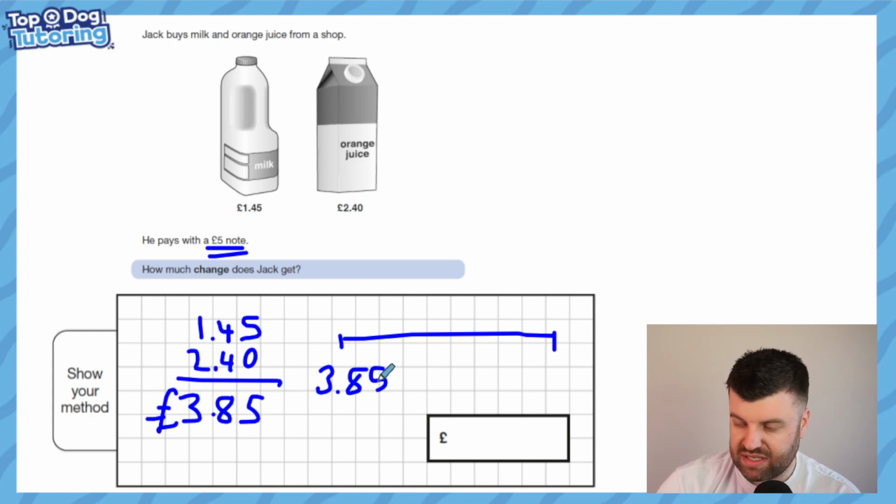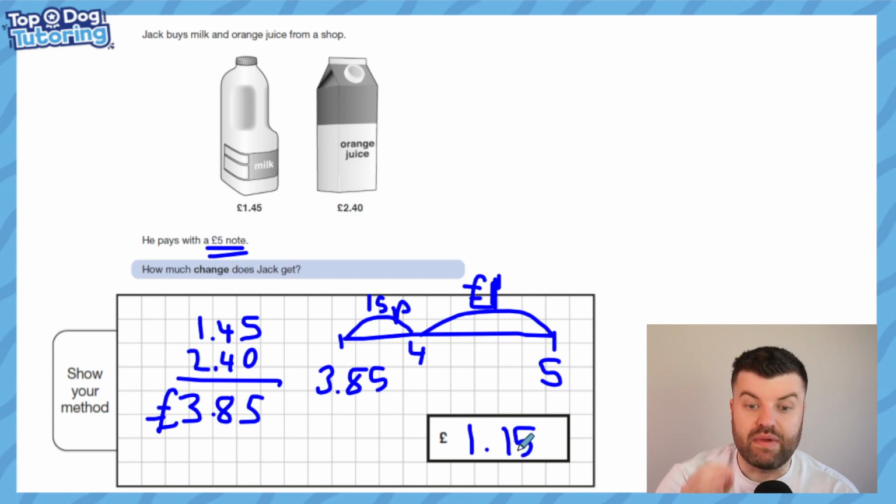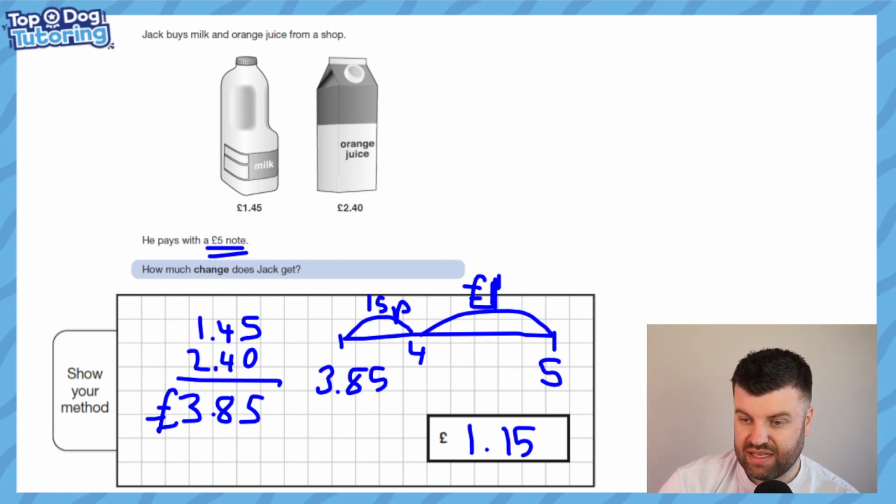There are multiple methods to get to answers in maths. This is going to jump up to £4 and that's 15p. And then if I want to jump up to the next pound, which is 5, that's just £1. So the answer here is £1.15. And again, look, if you do anything like this, you can either rub it out or just put a line through it and write it again clearly. The last thing we want is to do amazing maths and we write our answer so scruffy that the person marking it can't even see it.